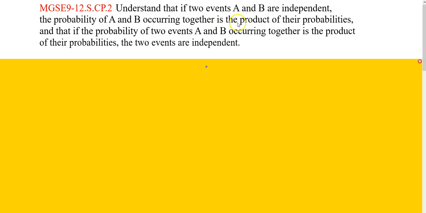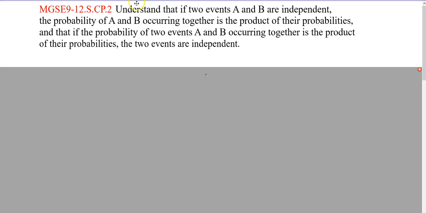occurring together is the product of their probabilities. And that if the probability of two events A and B occurring together is the product of their probabilities, the two events are independent. That if the probability of A, I'll write as P of A.